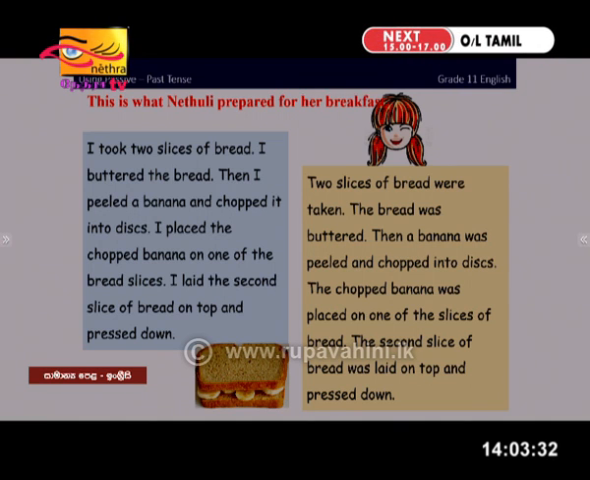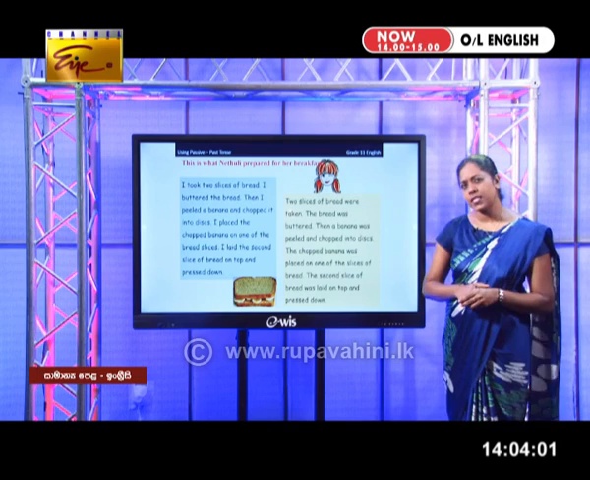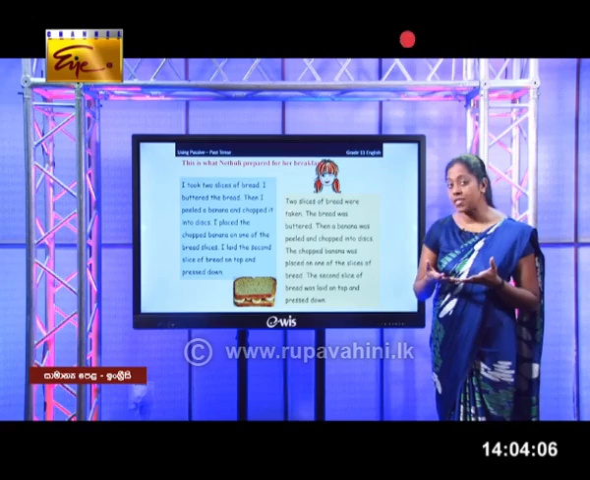I took 2 slices of bread, and in the second paragraph it goes as 2 slices of bread were taken. You know, normally when we form an active sentence, you have a subject, a verb and an object. This is the usual way, right? In the first paragraph, just see whether you can find the subject, verb and object, and also look at the second one and see whether you can find the same there. If you can find it, please see whether it is written in the same manner. Right? Okay.